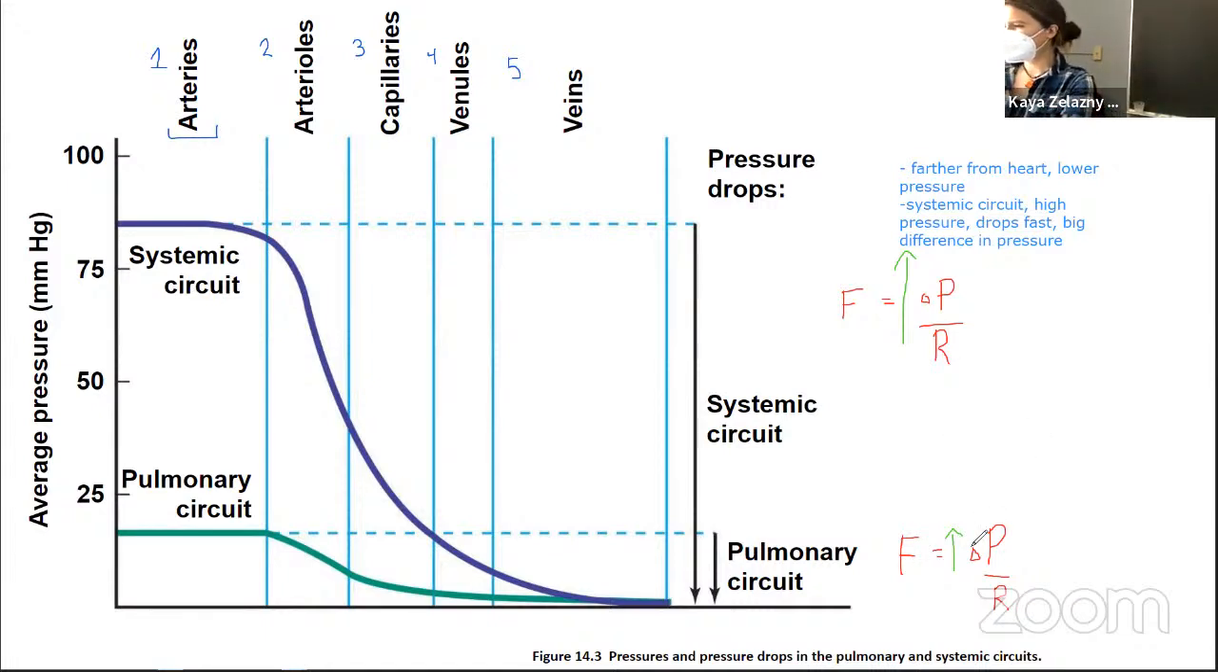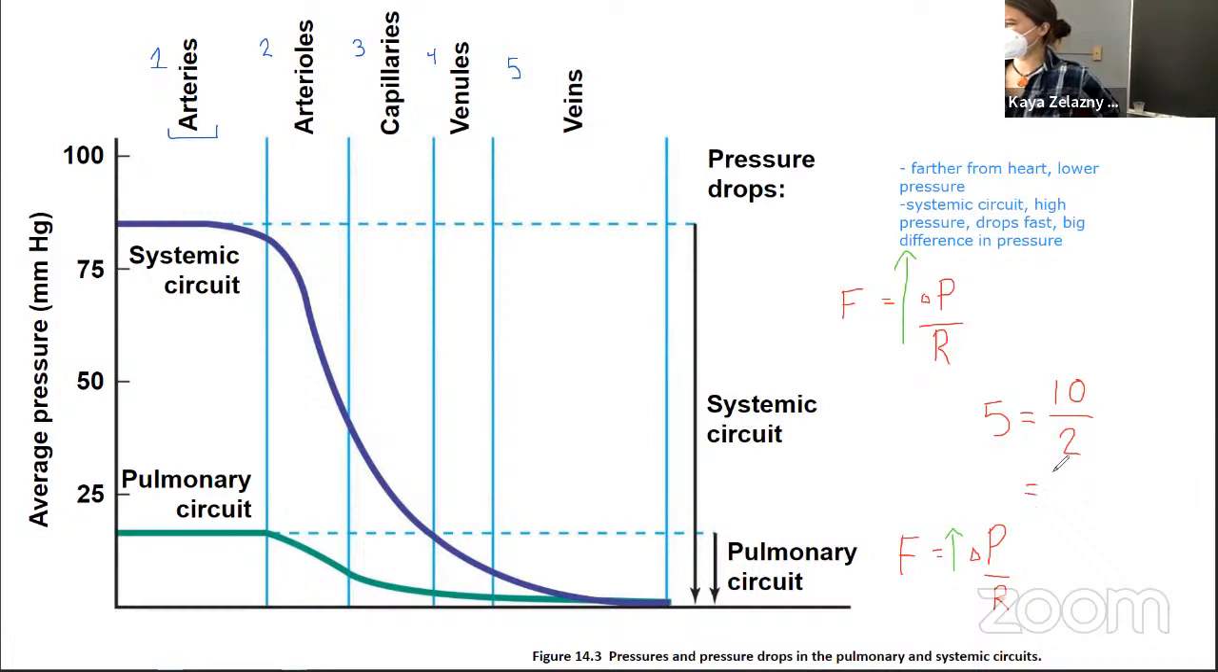So let's say the difference in pressure across this system, across any system. Okay, let's do this. Let's say a difference in pressure is 10. If we have a resistance of 2, what's our flow going to be? Yeah, 5. Okay. So now let's say we have, I'm doing this on the fly, sorry about that.